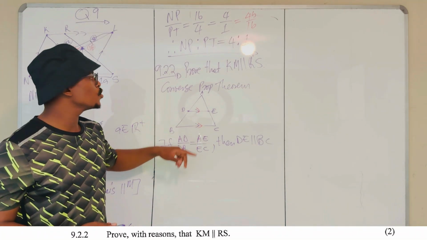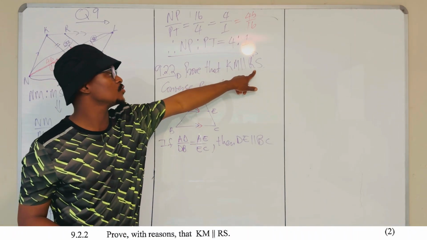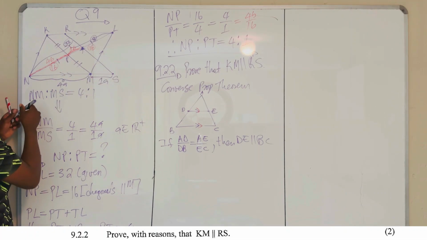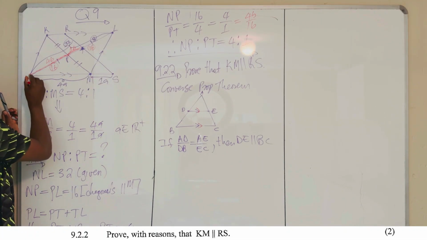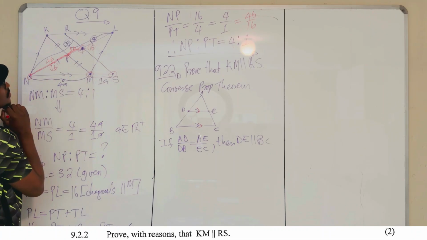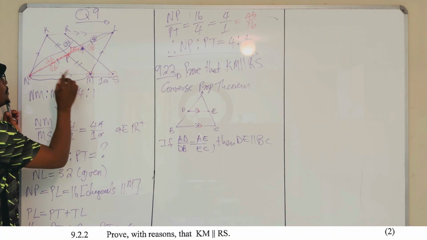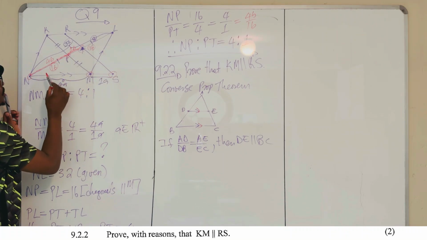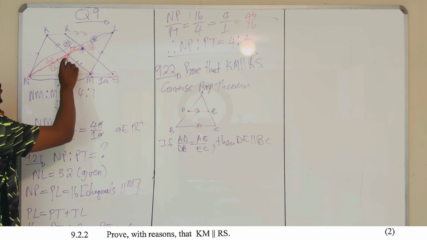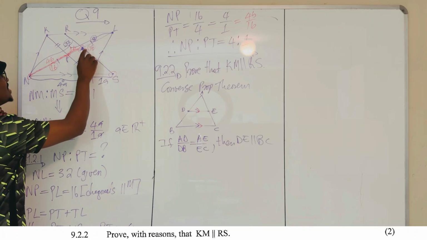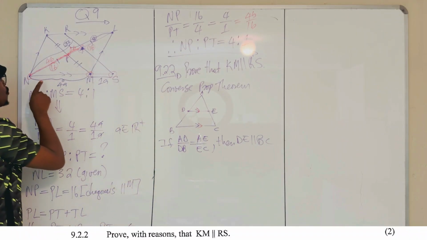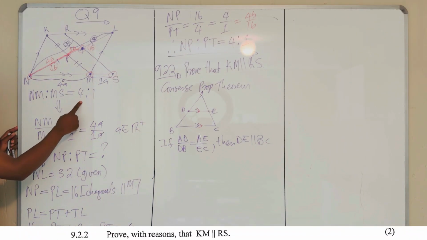So they want us to prove that KM is parallel to RS. Where is KM? KM is this line over here, and RS is this line over here. So look at these two triangles, NPM and NTS. If you take the ratio NP over PT, it came out to be 4 over 1. Look at your NM over MS. You are given that to be 4 over 1 as well.